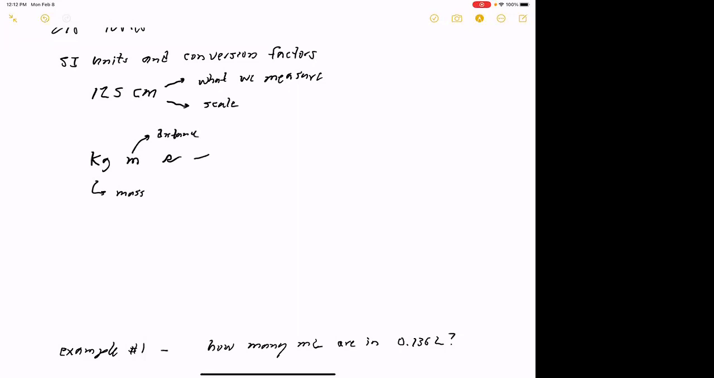And of course, seconds is going to be your metric unit for time. All right. And what we're going to find as we move through this is that we can take these base units and we can build out other units from them. Okay, so let's say, for example, I want to look at the area of a piece of paper, right?